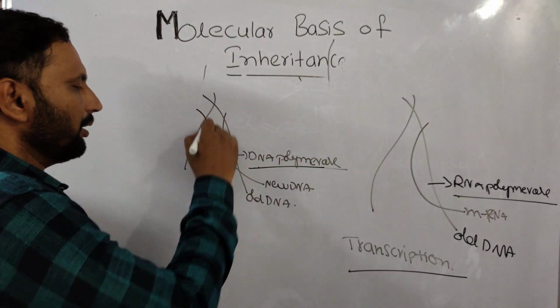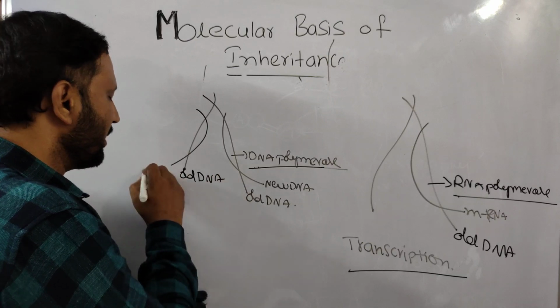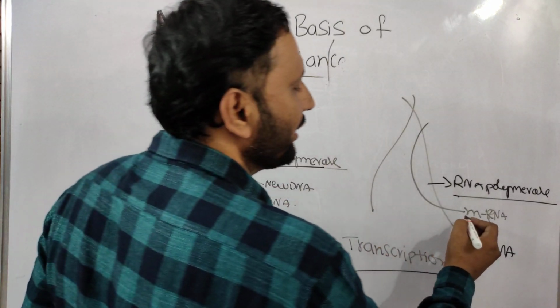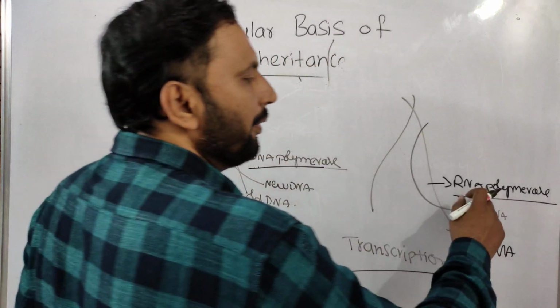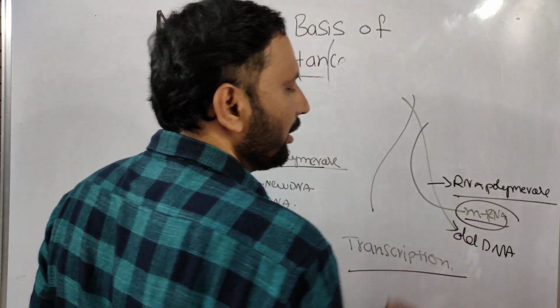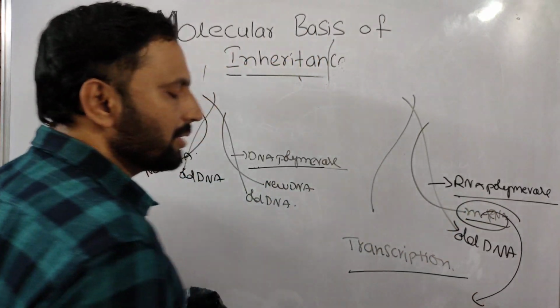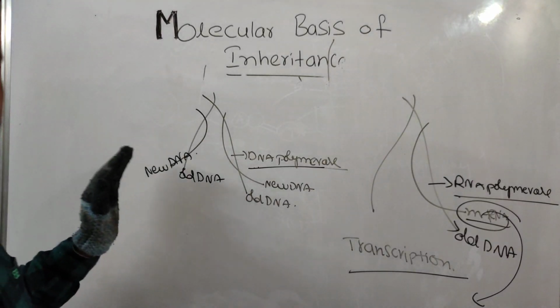But here the specialty is that two strands act as a template. There, only one strand acts as a template. So the formation of mRNA is transcription. When the mRNA is involved in protein synthesis, that is called translation. So that is the DNA.